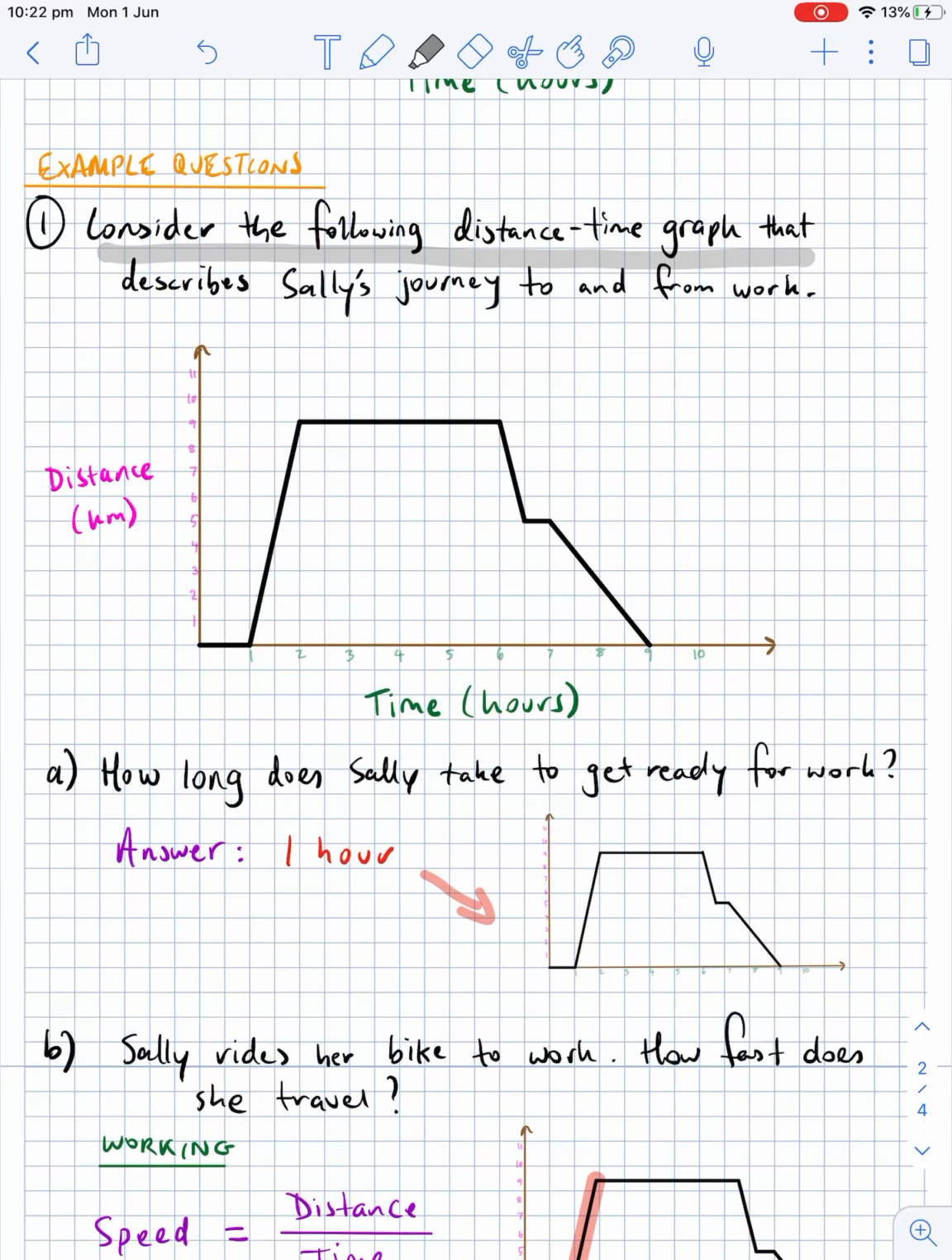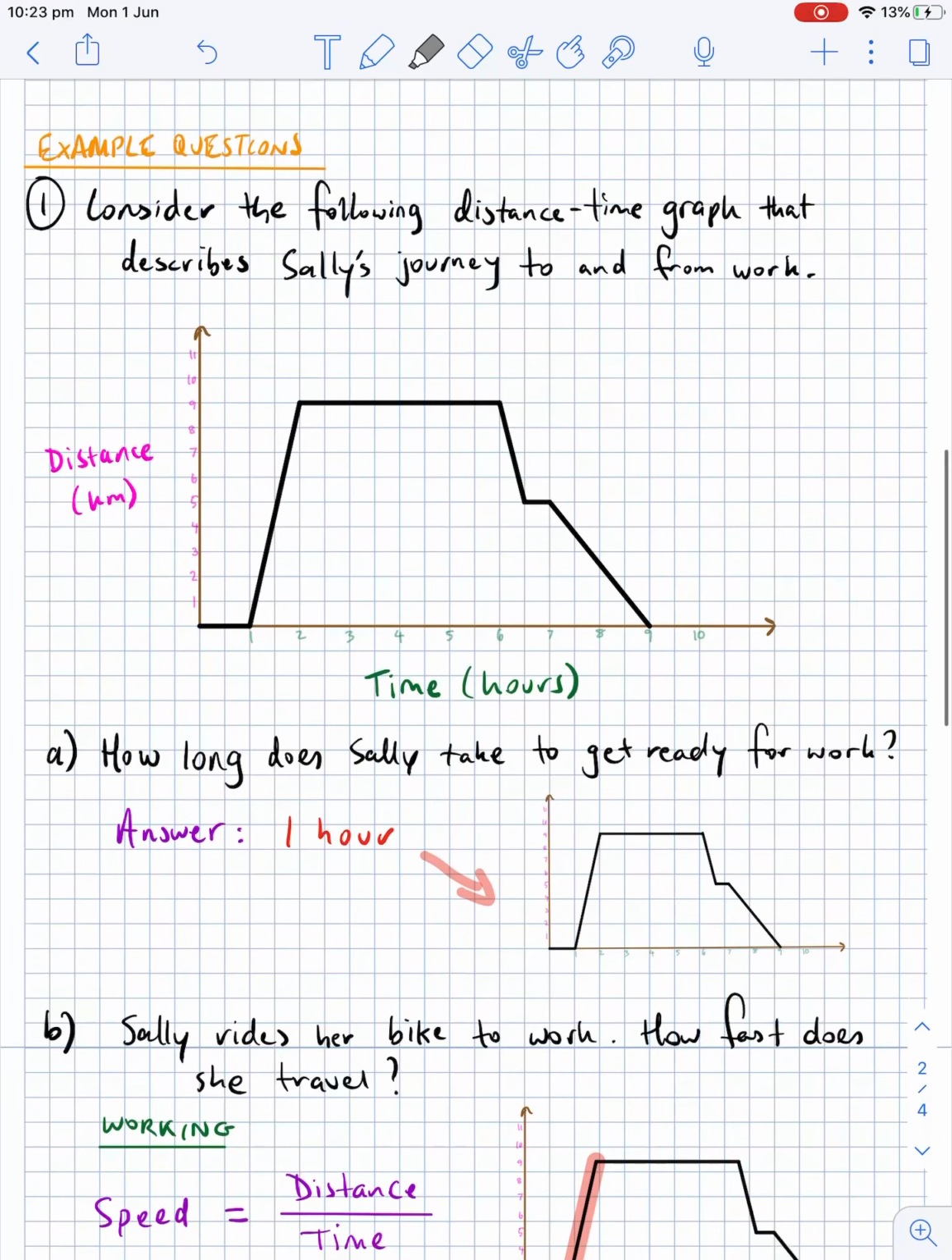So consider the following distance time graph that describes Sally's journey to and from work. You can see here in this section, she's going away from home. She's going probably to work. Looks like she's staying put for a while here, so that's probably when she's at work. And then she looks like she's traveling back towards home in this section. But it looks like she's had some sort of break somewhere.